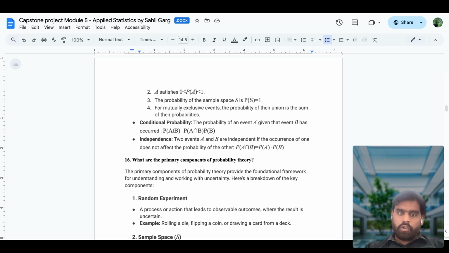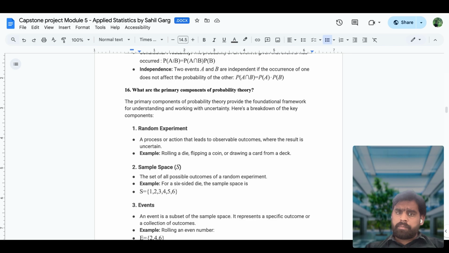Thank you. Moving on to the next question, we have: what are the primary components of probability theory. So the primary components can be divided into major parts. First is random experiment. As I told you earlier, random experiment is any process or event that we want to have, like rolling a die, flipping a coin, drawing a card from a deck, or taking out a ball from a bag. These are all random experiments.